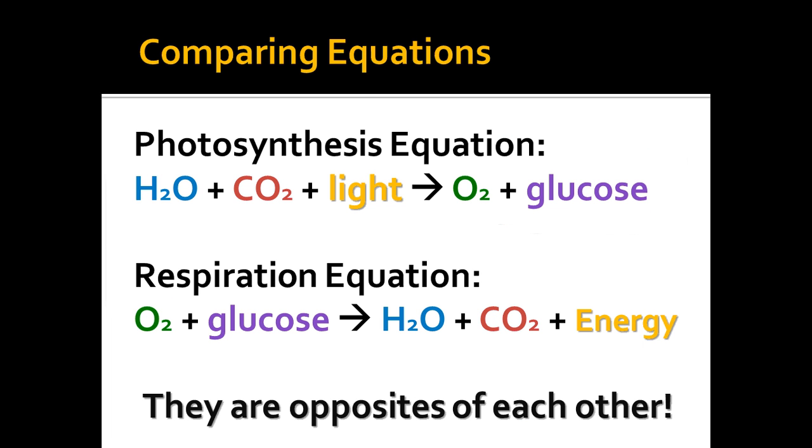Let's compare those equations one more time. Photosynthesis: water, CO2, light energy, gives off oxygen and glucose. For respiration, we need oxygen and glucose, which is our food that we eat, and it gives off water, carbon dioxide, and energy. If we didn't eat, we wouldn't have energy. These two equations are opposites of each other.